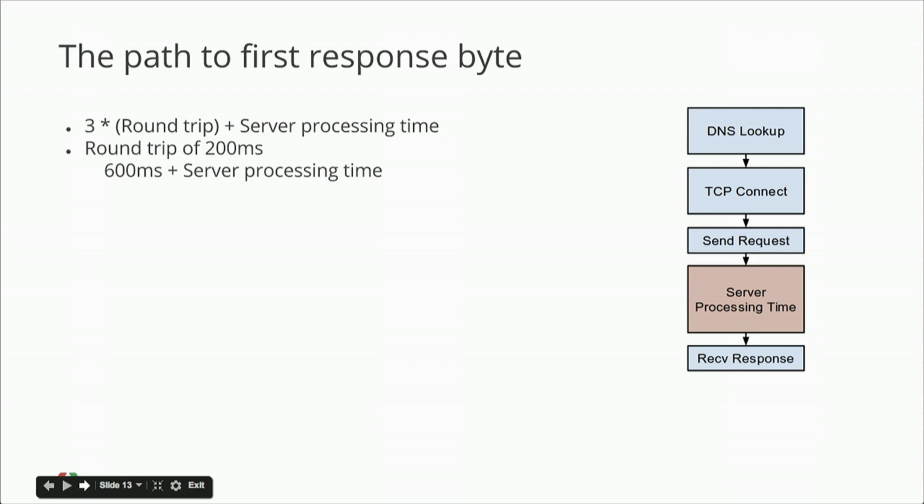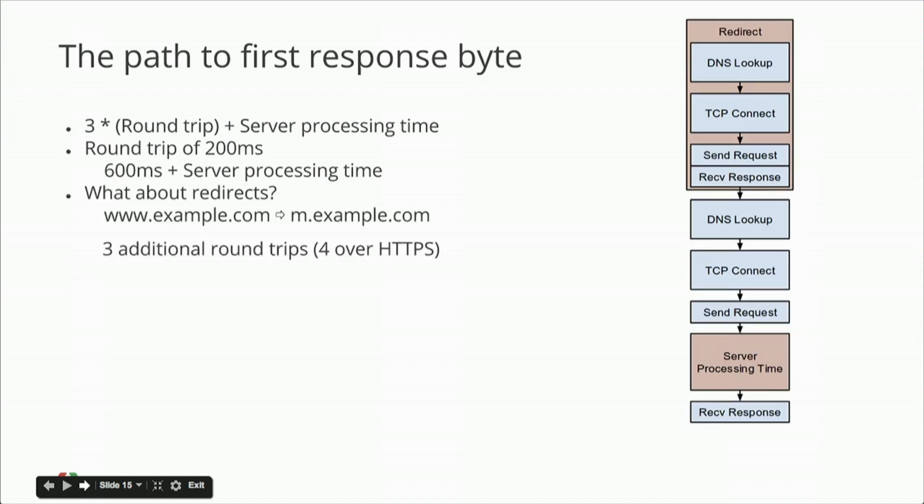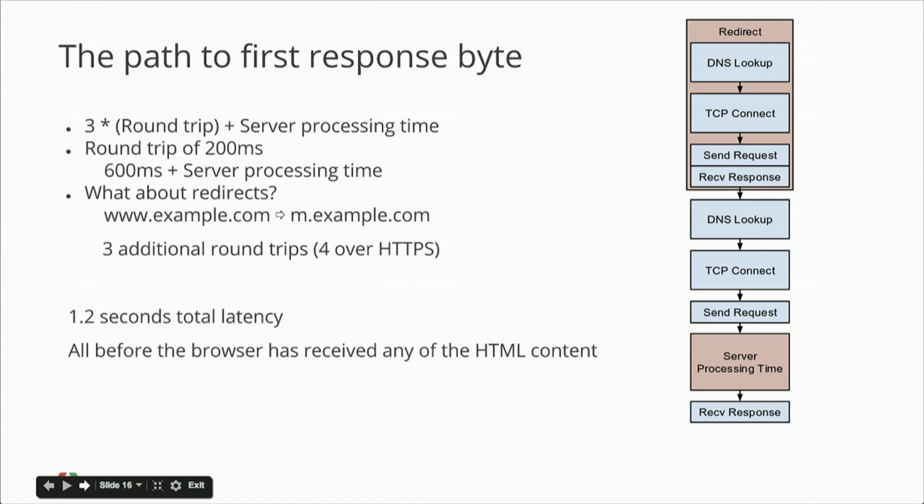Now, let's say www.example.com actually has a redirect to m.example.com. What happens then? In that case, there is another DNS lookup, another TCP connection, another server request and response, which basically doubles our latency. So there are 3 additional round trips. If we are over SSL, it's actually 4, and that brings us to 1.2 seconds total latency. And this is all before any of your HTML content gets to the browser.